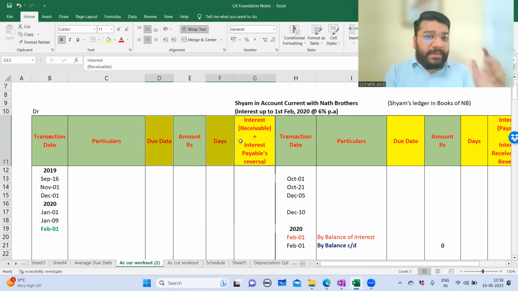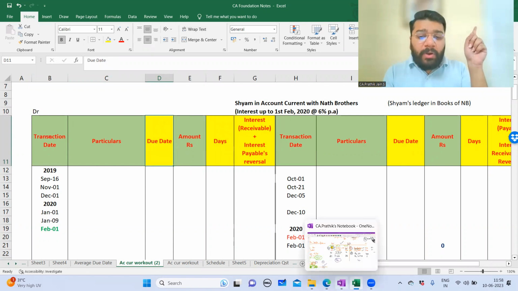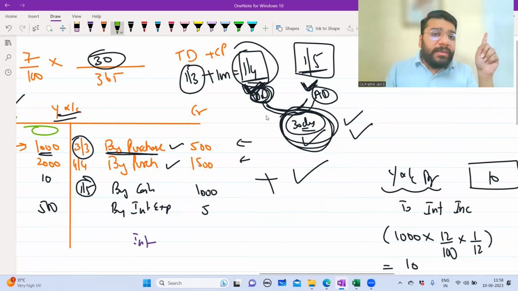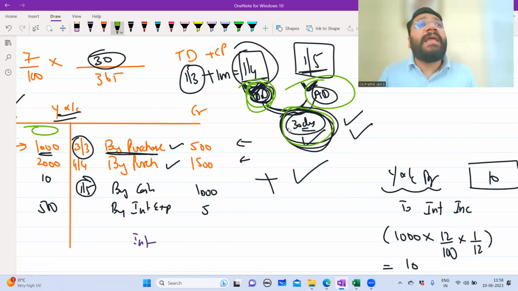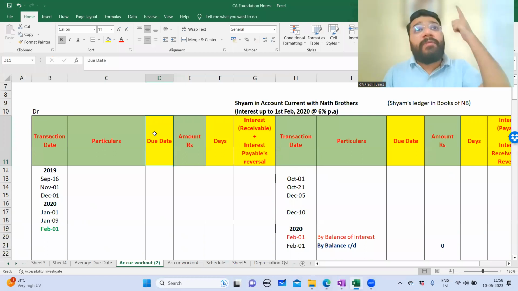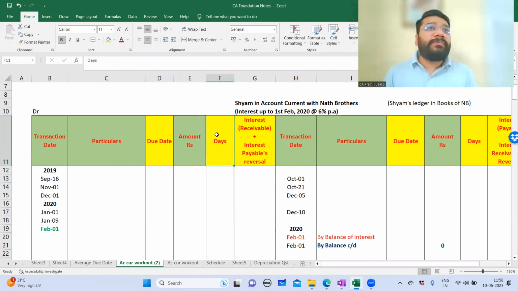First, what is the due date for the sale transaction? We wanted the due date. In the ledger, the problem we faced was that I did not have a due date column. Since the due date was not available, I could not calculate the difference between the due date and the actual date of receipt and payment. Therefore, I was not in a position to calculate the number of days of delay in payment or days of early payment. To mitigate that problem, in the account current we have introduced a due date column. Now we have the transaction date and the due date. Can we calculate the number of days of delay or early payment? So I have a days column also.